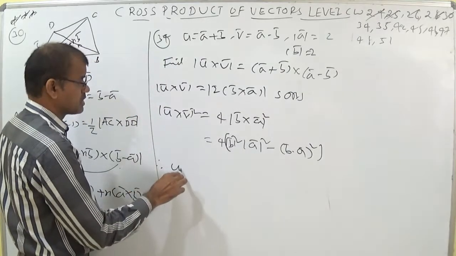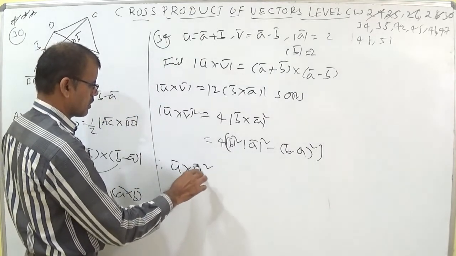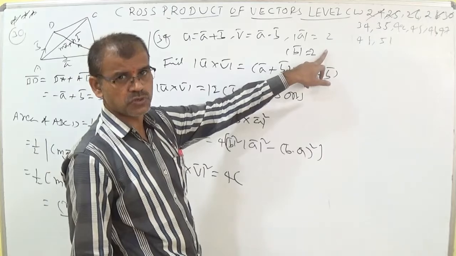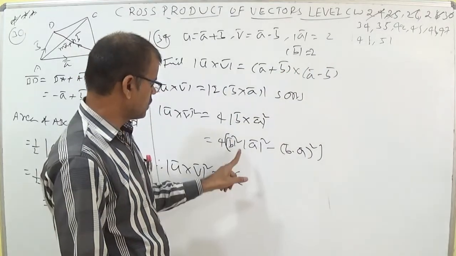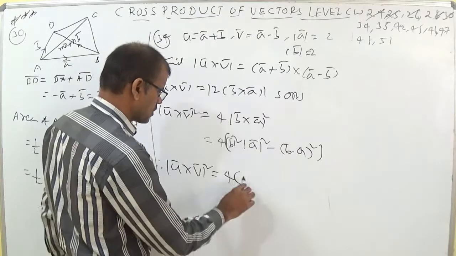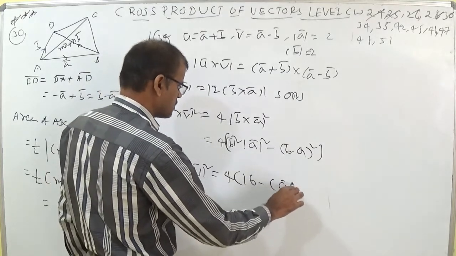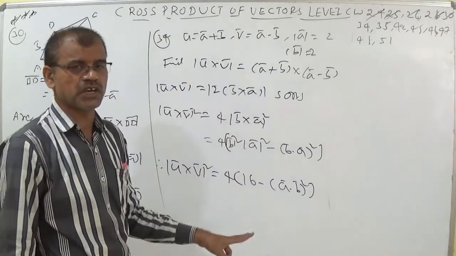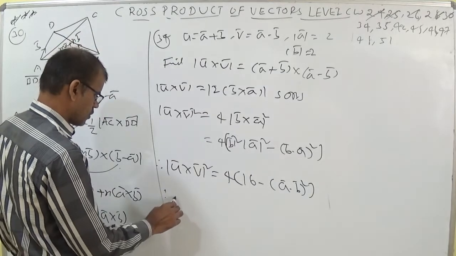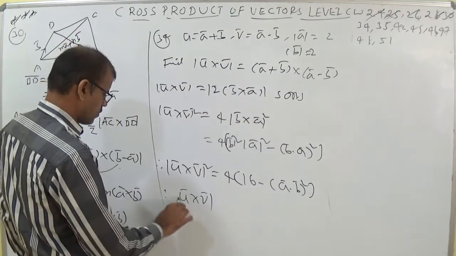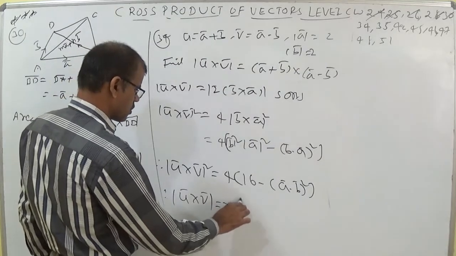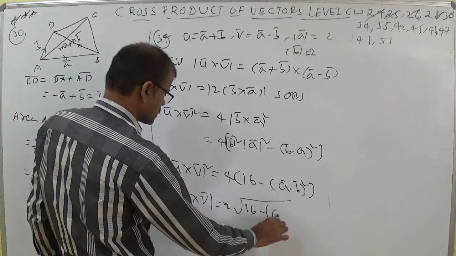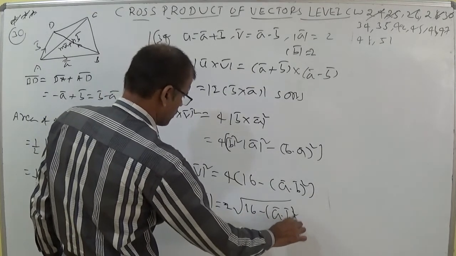Therefore, now I am discussing U bar cross V bar whole square. U bar cross V bar whole square is equal to 4 into, what is the value of mod A he has given, 2, and mod B also he has given, 2. So here 2 square into 2 square, you can write 16, minus, simply leave it, A bar dot B bar whole square. If he had given the angle, then we can calculate. If he did not mention the angle, no need to calculate. Now modulus of U bar cross V bar is equal to, taking the square root on both sides, 2 into root of 16 minus A bar dot B bar whole square.